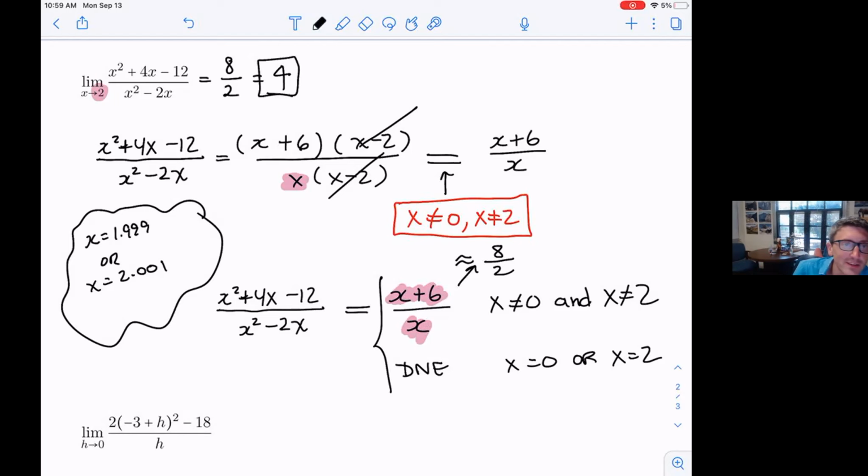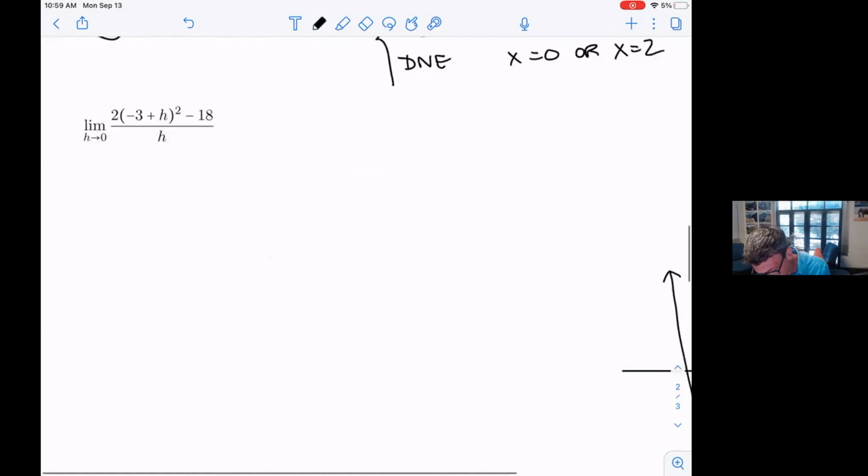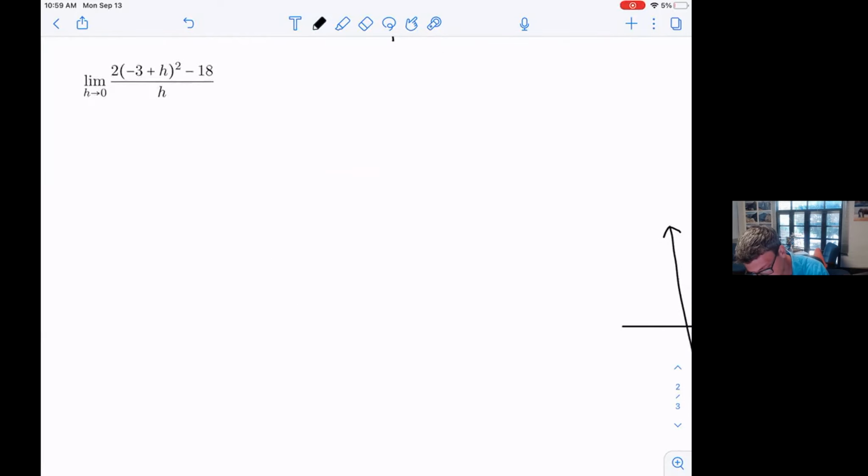And as you do more practice with these, once you get it simplified down to something where you're not dividing by 0, then like 99% of the time you're just going to be able to plug in, unless you have left and right limits and things like that to check. And so let's try the same strategy down here. So let's say we wanted to do this.